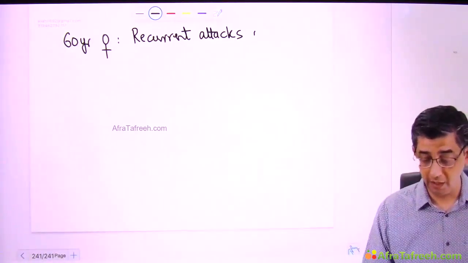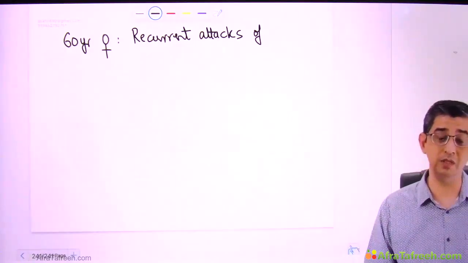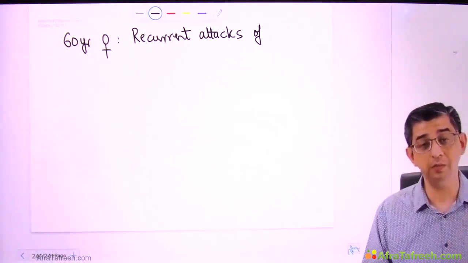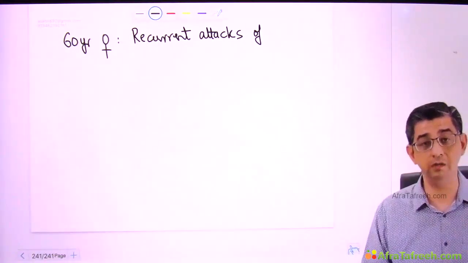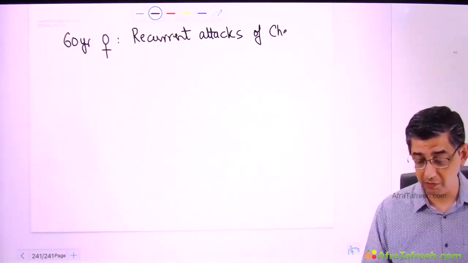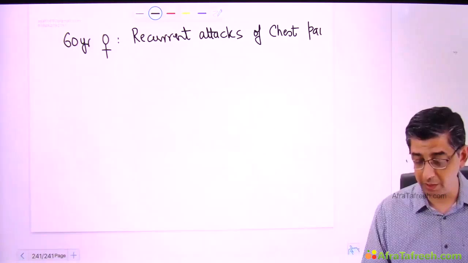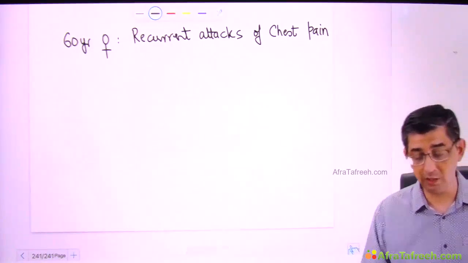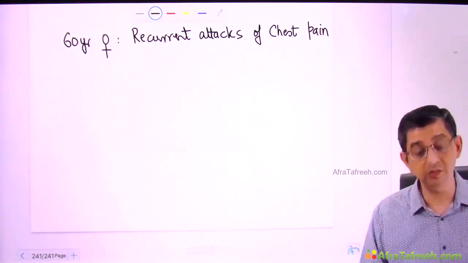I want to highlight, in MI, it will be a single episode, guys. MI, or an unstable angina episode, is going to be so painful that the person will immediately seek medical advice. But in this case, the severity of chest pain may be a little on the lower side, because after all, there is no necrosis occurring in the heart. There's only a spasm. This is recurrent attacks of chest pain in a female.